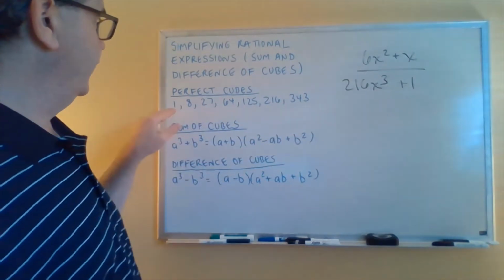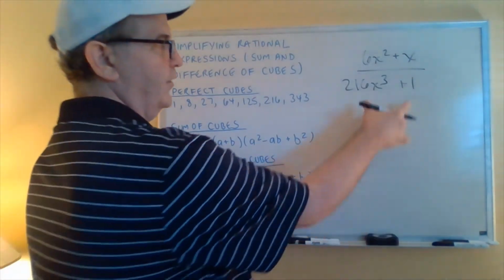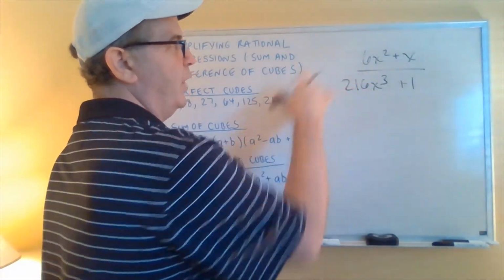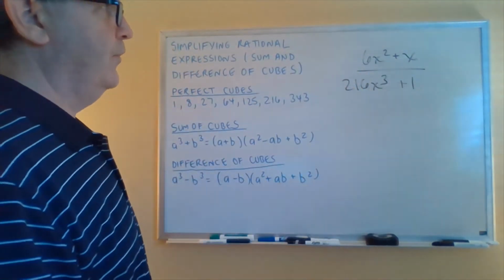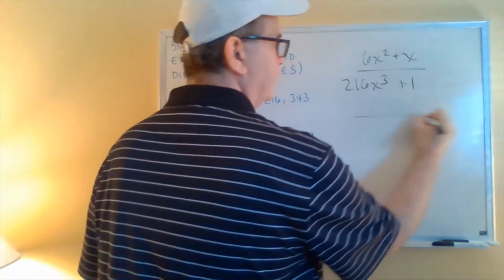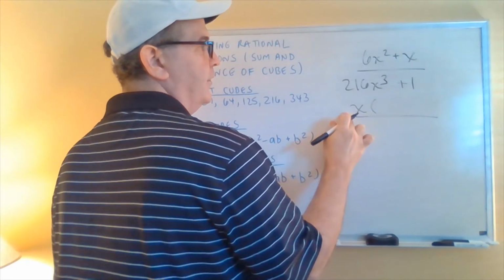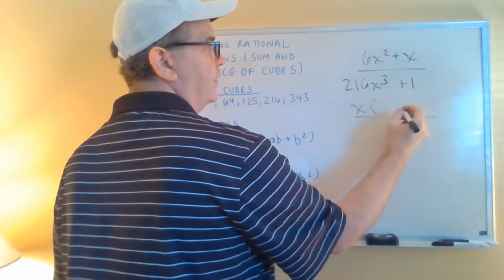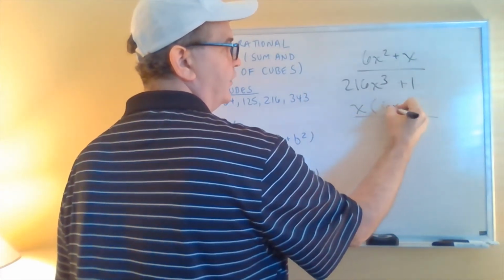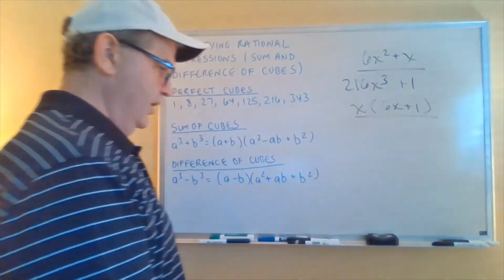Is 1 on our list? Yes, it is. So we have a sum of cubes on the bottom. We have a binomial. We're going to have to factor out the greatest common factor on top. So let's go ahead and do that. If we factor out the greatest common factor on top, that's x. So taking x out of x squared plus x, we're going to get 6x plus 1.